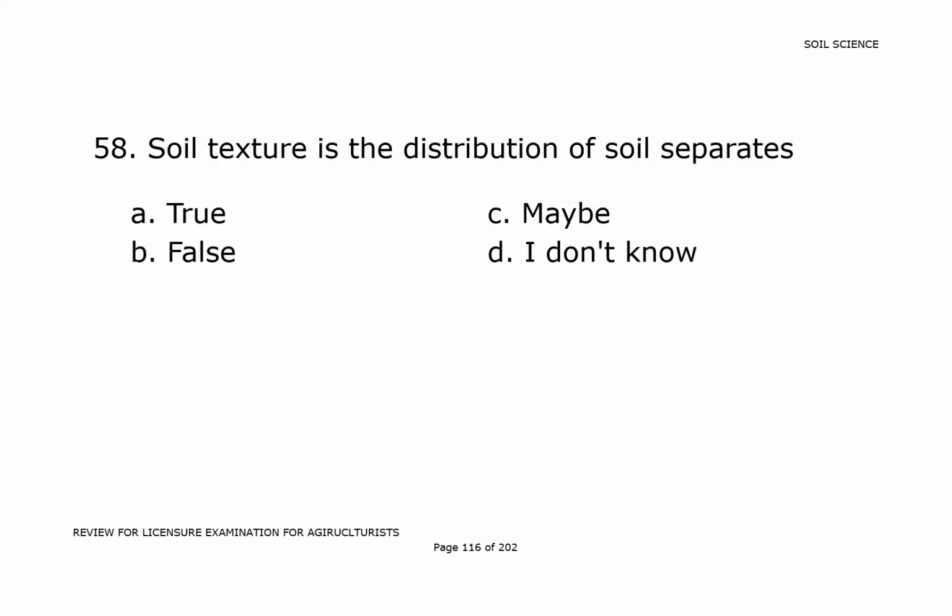The answer is true. Number 58. Soil texture is the distribution of soil separates. A. True. B. False. C. Maybe. D. I don't know.